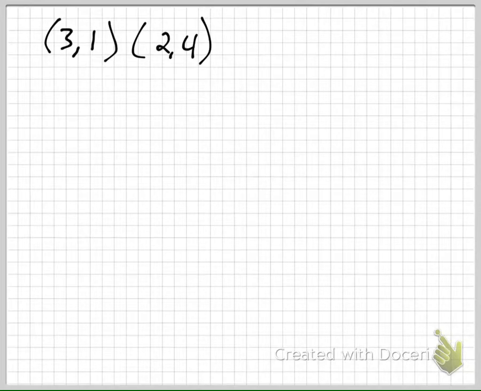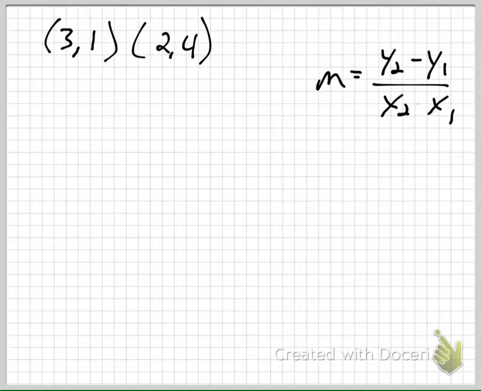Use the slope formula. M equals y2 minus y1 over x2 minus x1. Got to know how to do this. Remember when I said that things start to build? This is the last chapter. We now need this.